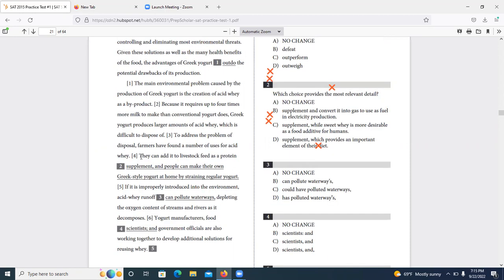So sentence 4 gets into how the farmers are using acid whey. Sentence 3 was talking about the problem of acid whey, and sentence 2 was talking about it being disposed of. So we want to place sentence 5, which is a problem with acid whey, around sentence 3, right? Because sentence 5 introduces a problem.